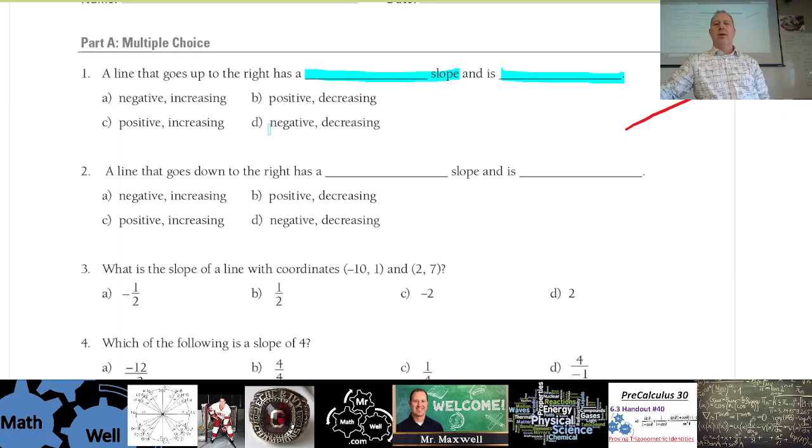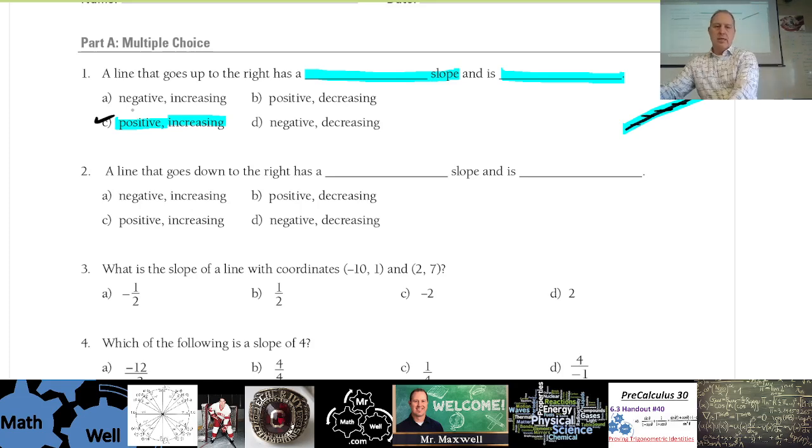Do you think would be the right one? Line that goes up to the right. Okay, I'm hearing C. I'm hearing a lot of C. So positive. Okay, so a positive slope goes up left to right. That is correct, positive. And the line is increasing is the other one. Does that seem right? Yeah, every y value as you move to the right gets higher and higher and higher. So the function or the line is said to be increasing. Okay, I like C. Good job.